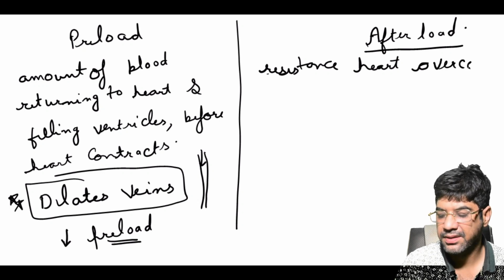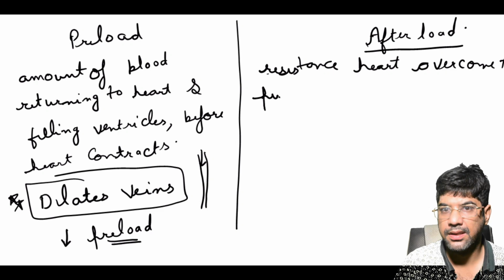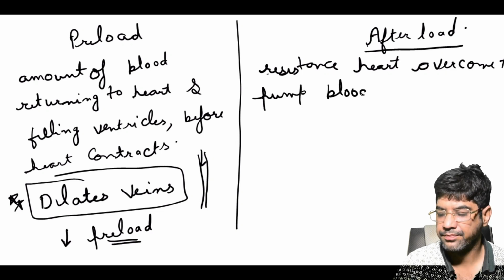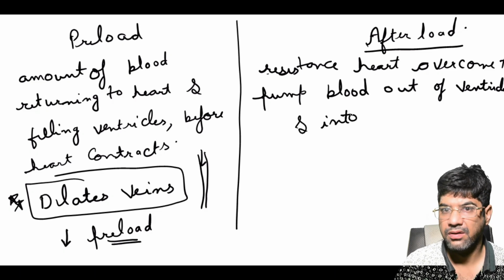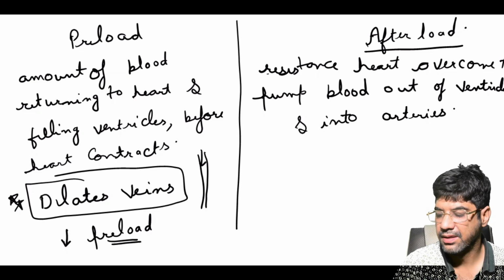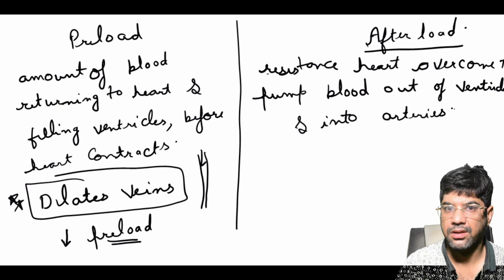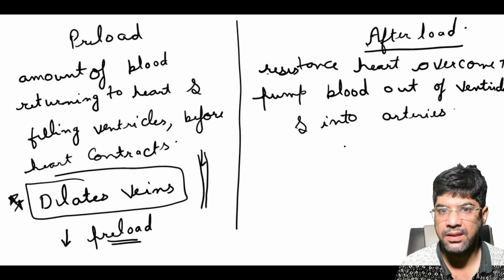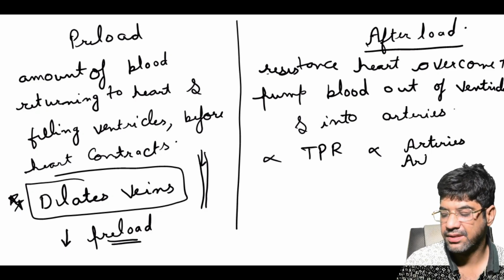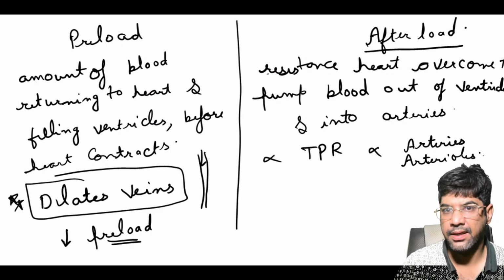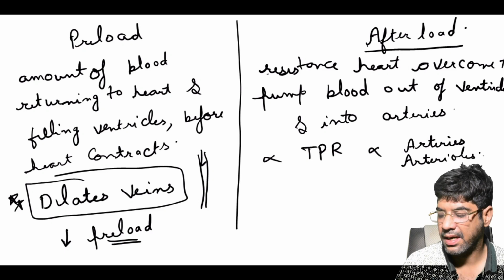Afterload is the resistance that the heart has to overcome to pump blood out of the ventricles and into the arteries. You can think of it as the pressure the heart must work against to eject the blood. So it is influenced by the total peripheral resistance and the diameter of the arteries and arterioles.